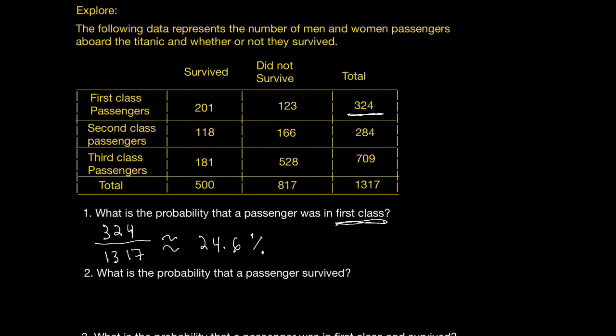Okay, now let's talk about the second problem. What is the probability that a passenger survived? So survived is my event. Survived is right here on the top. In order to get the total, I'm going to have to go all the way to the bottom. And now I have 500 as my new total, or the number of ways in which people survived. That sounds a little bit weird, but here we have 500 over the sample space of 1,317. So the probability that a passenger survived is approximately 38%.